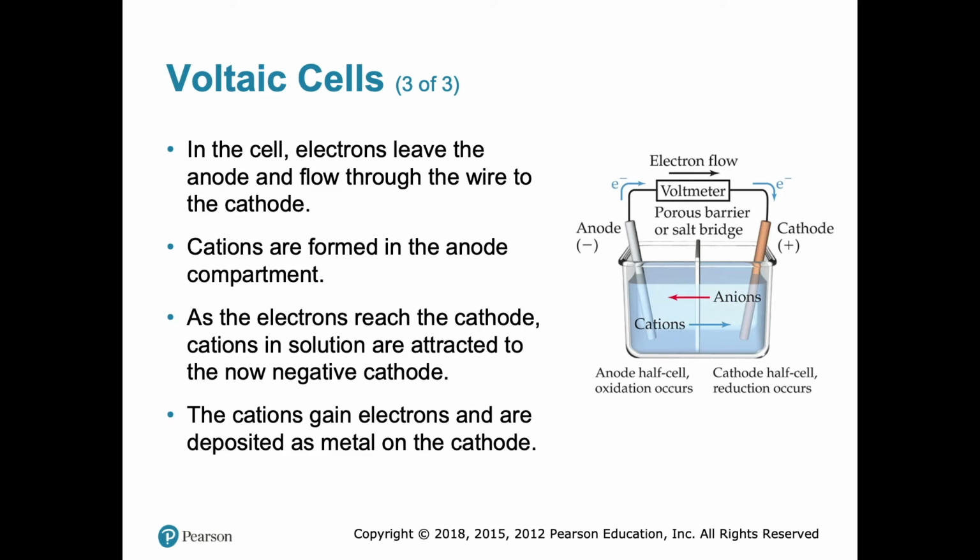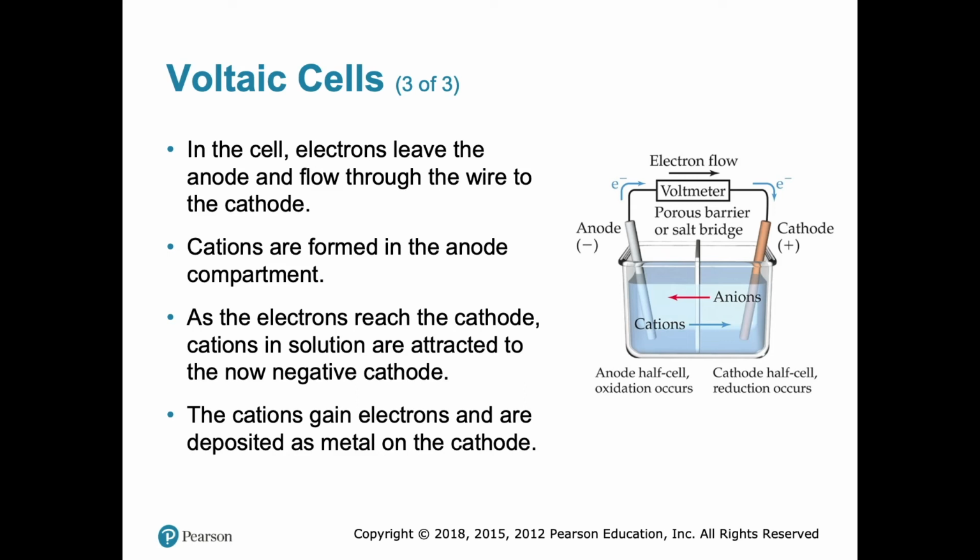Cations are formed at the anode compartment, over here. In the previous example, those cations were the zinc 2+ ions that were being made when the zinc was losing its electrons. Then as electrons reach the cathode, the cations in solution are attracted to the negative cathode. So the cations will pass through and go into the other side, and then the cations gain electrons and are deposited as metal on the cathode.